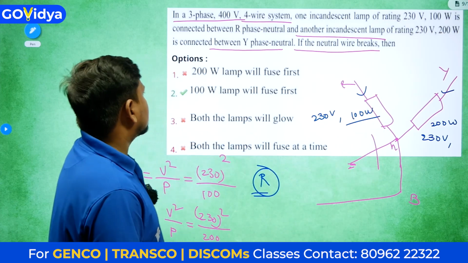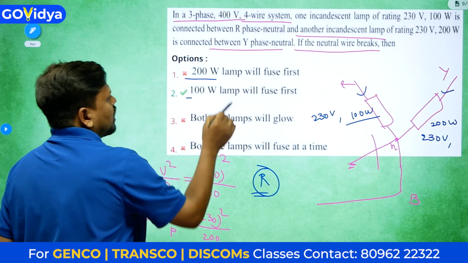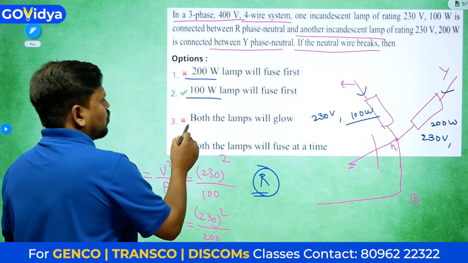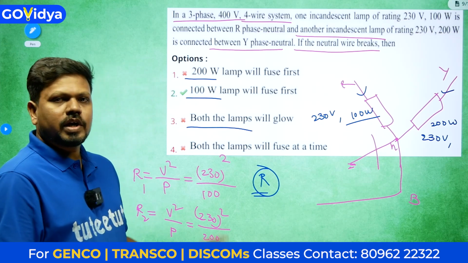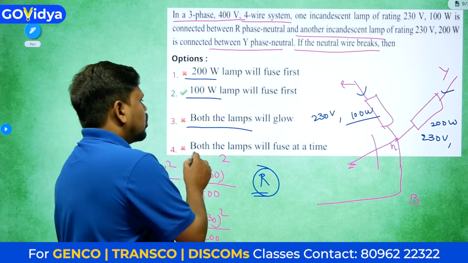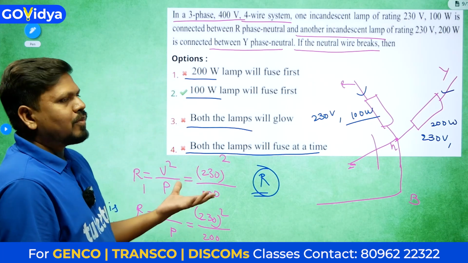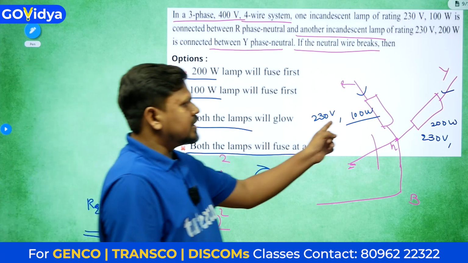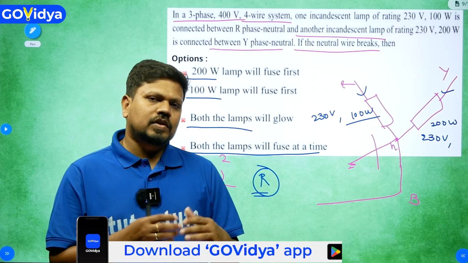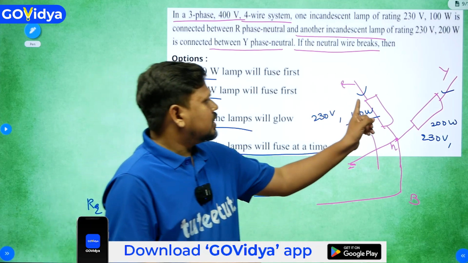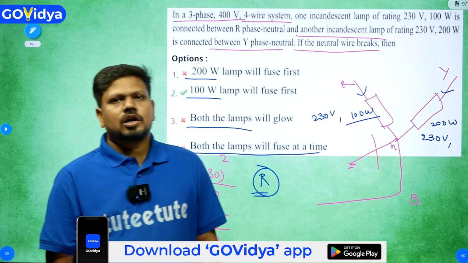Let's see the options they have given: 200 watt lamp will fuse out first, 100 watt lamp will fuse first, or both lamps will go. Actually both lamps will try to glow if the rating is present. Both lamps fusing at a time is not possible, because if both had the same rating, both would fuse out at the same time, and that would be no problem. But here, if one lamp fuses out, an open circuit will be there, so it is not possible.